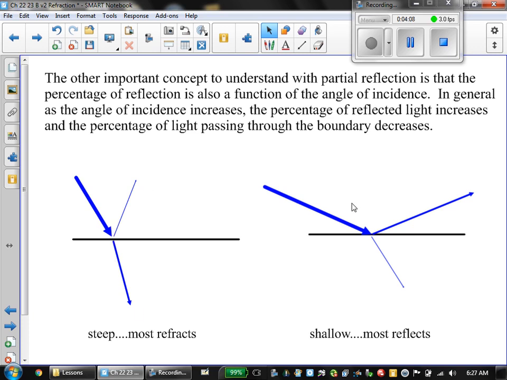And again, like a rock on a pond, if I throw it at a very large angle relative to the normal, I would expect most of the time the rock to skip off. Here it's showing most of the light skips off the thicker band here, and some of the light refracts. So we always get reflection and refraction. The amounts depend upon the angles.